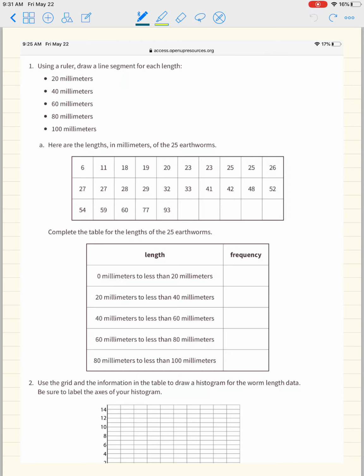A says, here are the lengths in millimeters of 25 earthworms. So here we have 6 millimeters, 11 millimeters, 18, and so on. We can see our data has a lot of variability, which is good. It means it's good statistical data and that our graph is not going to just be one bar. Complete the table of lengths for 25 earthworms. So here it gives us a range of lengths, and then we need to fill in the frequency.